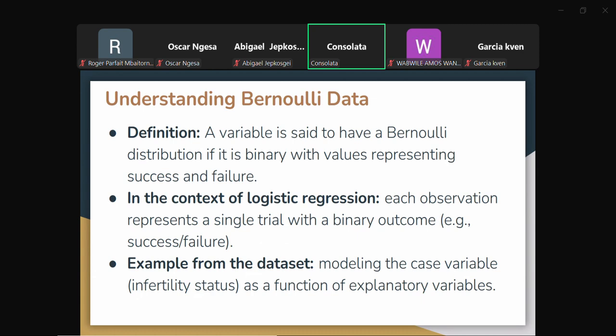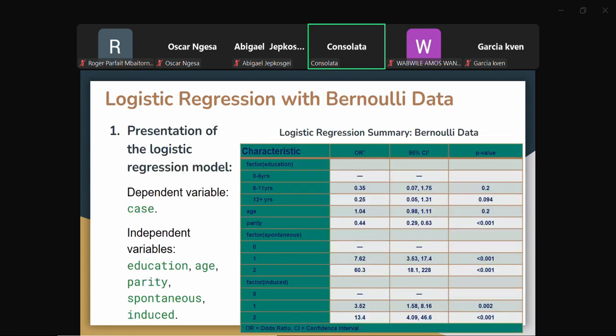So at the end of my presentation, we are going to look at the data set having been modeled using a Bernoulli model. When we modeled the data, this was our output. So the dependent variable we were predicting was case, this was the outcome, and the independent variables or the predictors were education, age, parity, spontaneous abortions, and induced abortion.